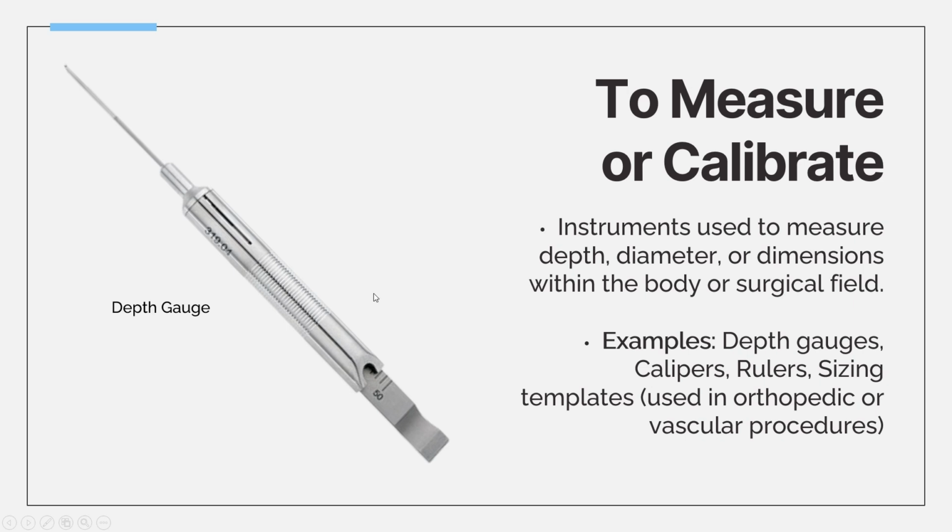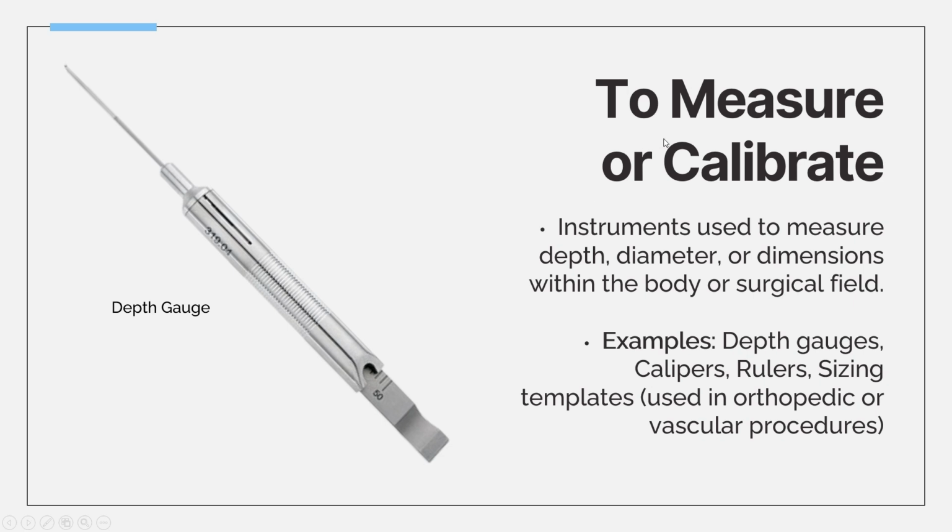To measure or calibrate is our next one. These are measuring instruments like rulers or calipers, which are used to assess tissue size, depth, or length during surgery. I've mentioned the calipers. They're used to measure the external or internal dimensions of tissues, wounds, or other anatomical structures like organs, for example. They provide precise measurements often used in orthopedic and plastic surgeries. And another orthopedic instrument that's used a lot are depth gauges.